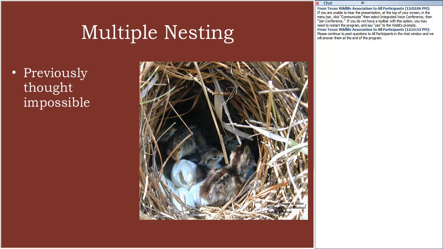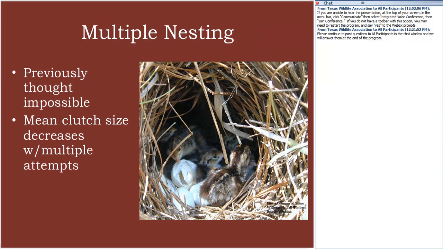we were able to follow individual birds and to see what they did and where they went. And we learned very quickly that not only was multiple nesting not impossible, it was quite possible, it was also fairly common, and it was an important aspect of quail reproductive strategy. Now, it's important to note that when you have multiple nesting attempts, the mean clutch size, the average number of eggs per clutch, is going to go down in subsequent attempts, and that's primarily because of limited resources. It takes a lot of time and energy to make those eggs, and the hen is limited in the amount of energy she can devote to it.